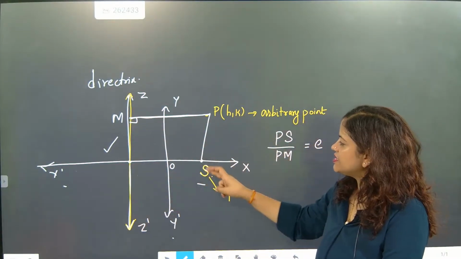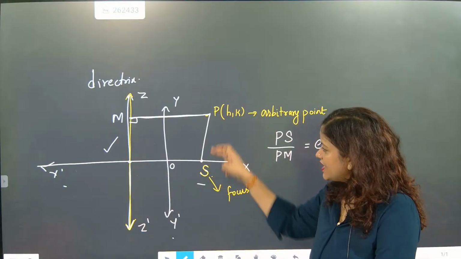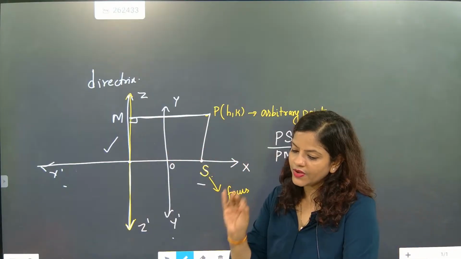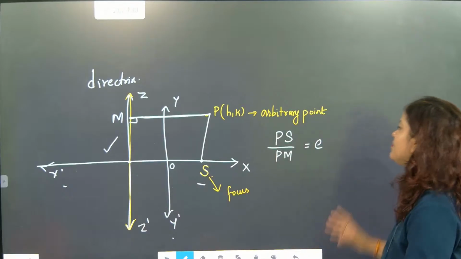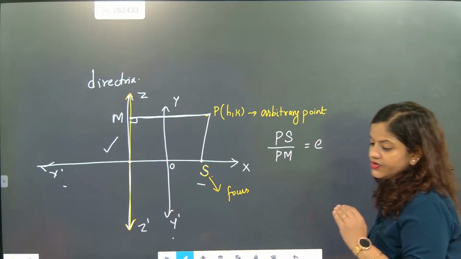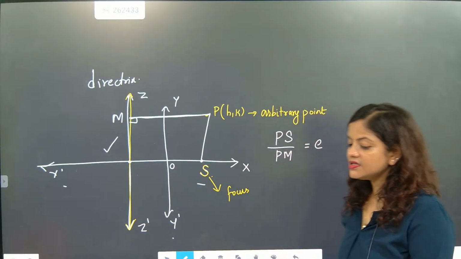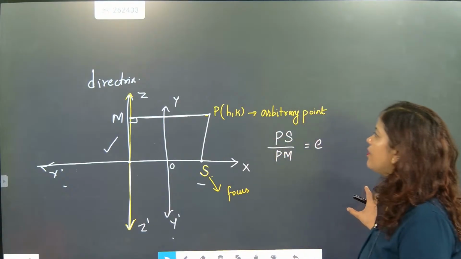And here it is making some angle with the focus. So PS by PM is equal to eccentricity. Come on children, PS by PM is equal to what, beta? Eccentricity. That's it. Now, there are certain cases we are going to study about eccentricity.